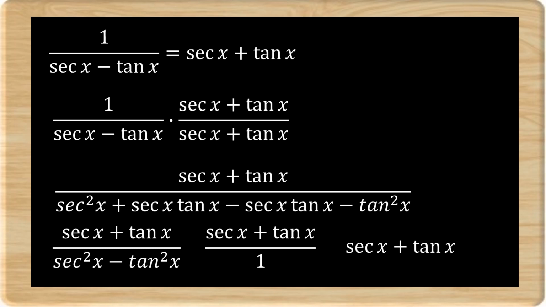Alright, hopefully this video helped you understand how to prove trig identities. We want to look for fractions, try to combine them into a single fraction and see if another trig identity shows up or even cancels out. Or in the second case, we use the conjugate.